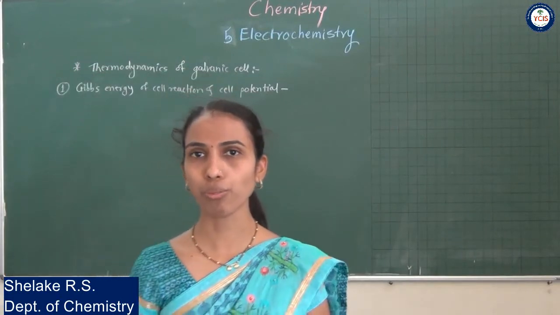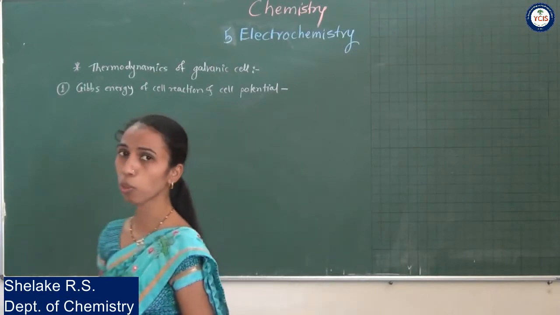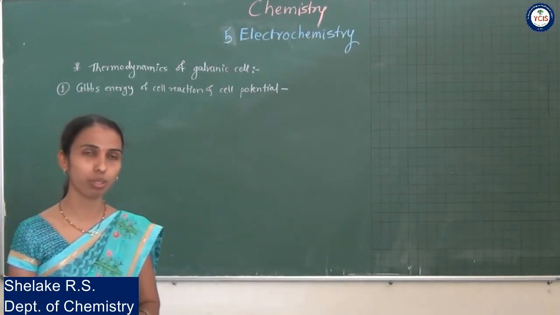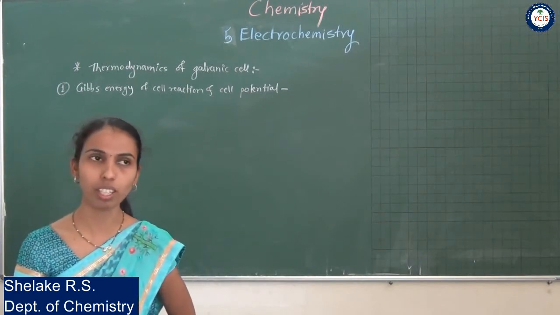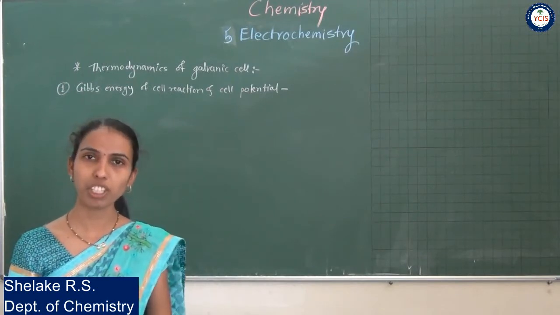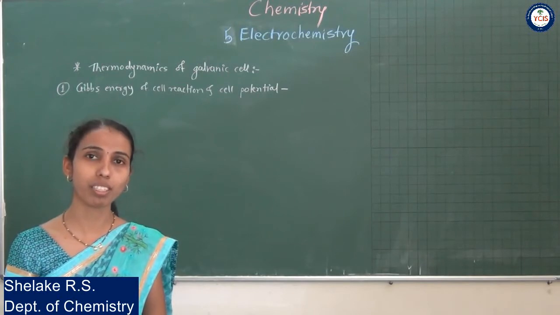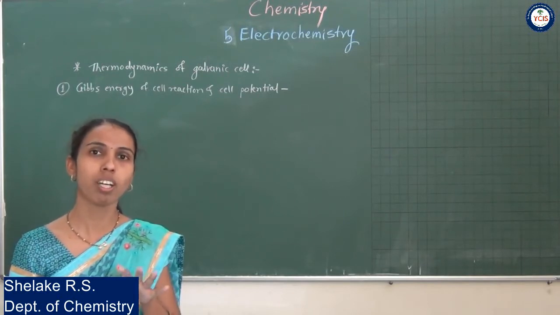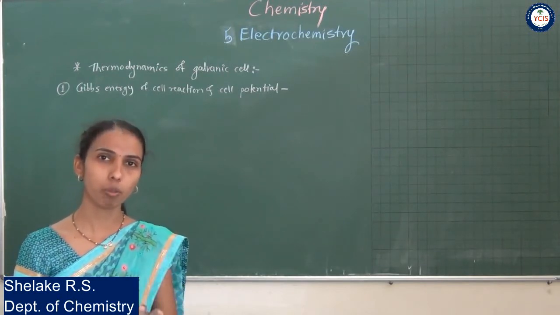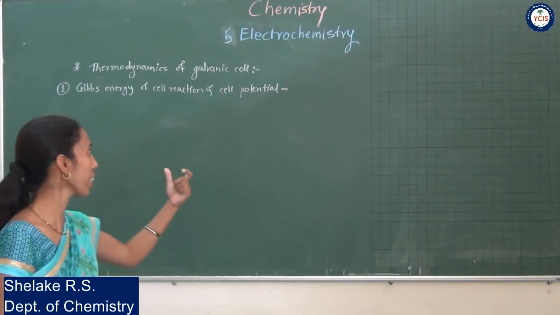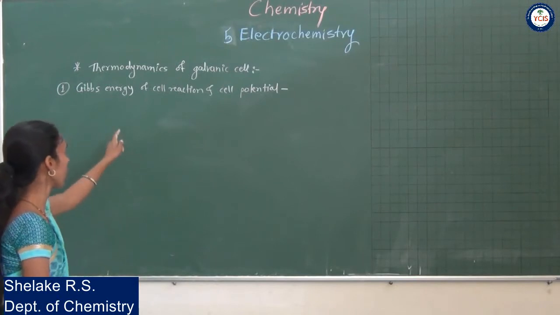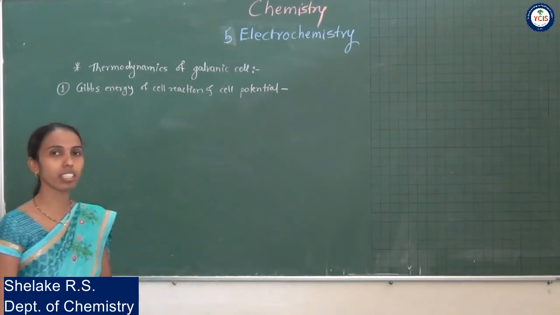Now the next point of this chapter is thermodynamics of a galvanic cell. Now see here, before going to the thermodynamics of galvanic cell, in the previous chapter, means in fourth chapter, that is thermodynamics, we have studied about the Gibbs energy and the thermodynamics. What is the meaning of thermodynamics? Okay, so we'll take here only first is the Gibbs energy of a cell reaction and the cell potential.